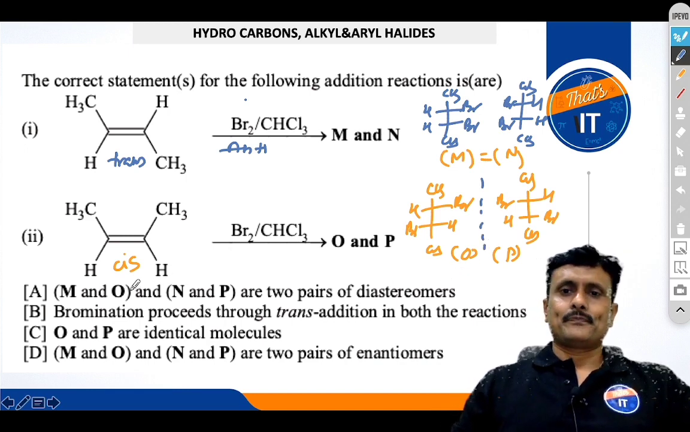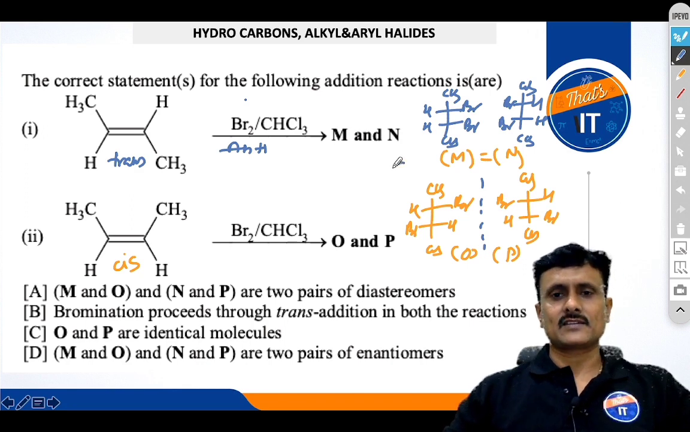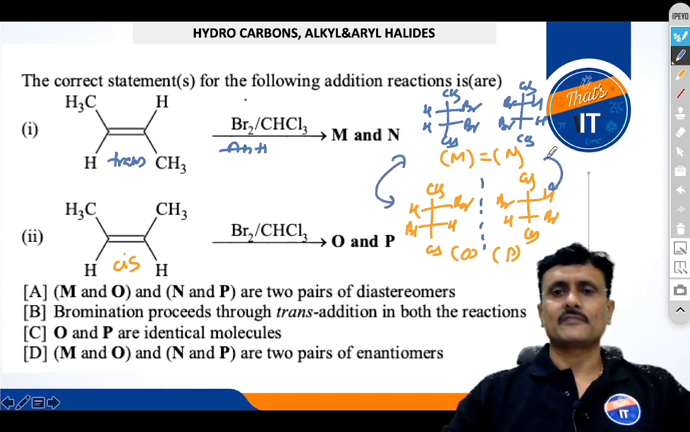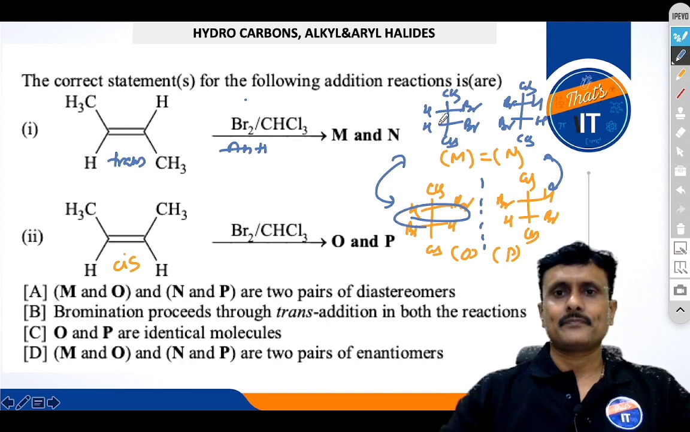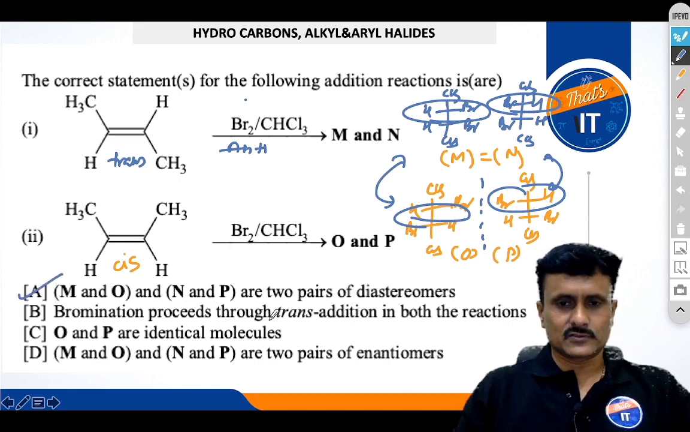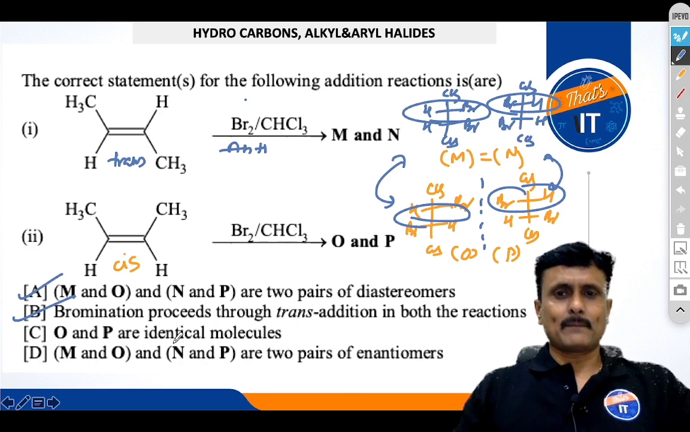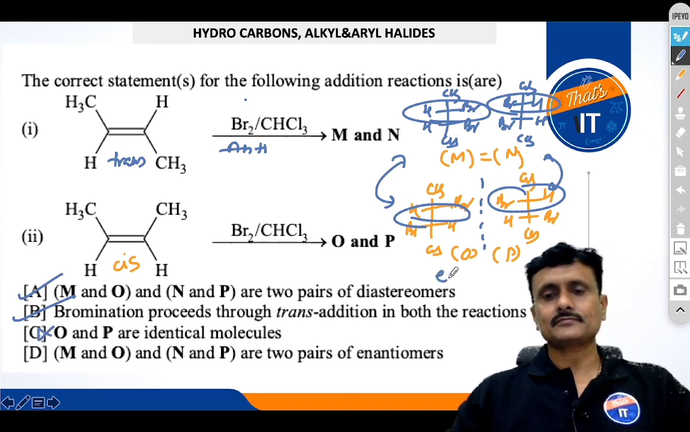M and O, here the comparison between these two. N and P are the pairs of diastereomers. That's true, because you know 50% of the configuration is matching. Over here or over here 50% is matching, isn't it? So A is correct. Bromination proceeds through trans addition of both. Yes, anti-addition. O and P are identical. No, they are enantiomers. So option C is incorrect.